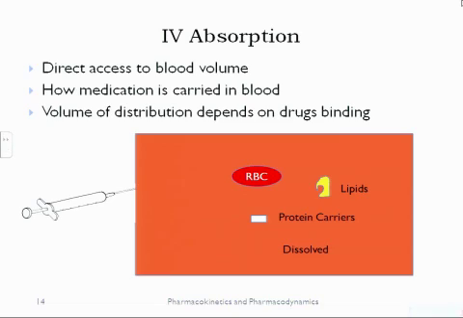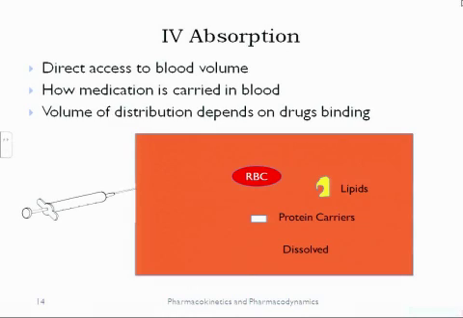If you inject a medication that only binds to proteins, that's fine. If the medication is only dissolved into plasma, then that's only 60% of the volume, which is not all that much, so the volume of distribution is lower. And if you have something that basically goes everywhere and goes into the red blood cell, then you have a much higher volume of distribution.